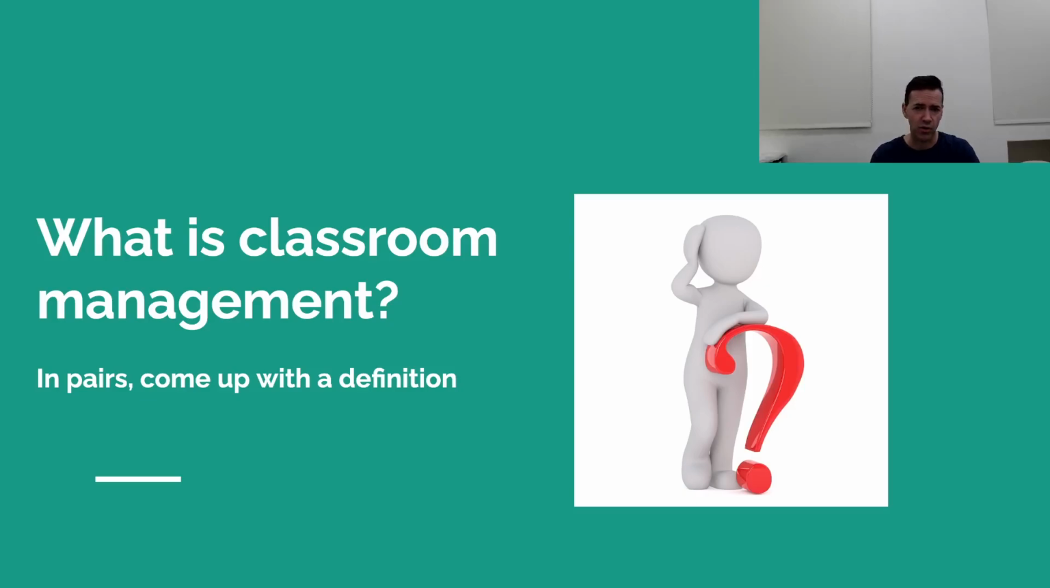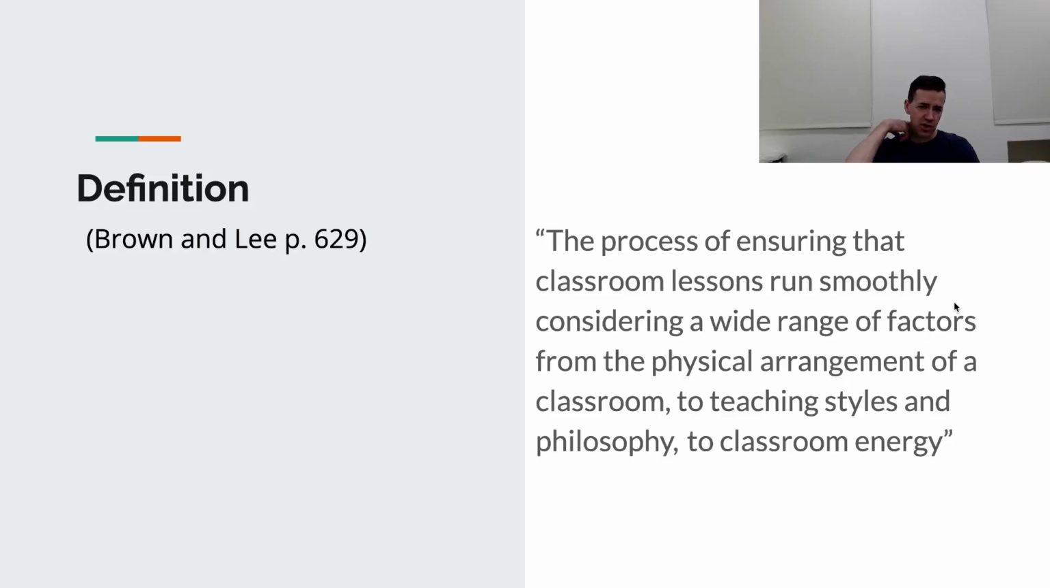And you'll see that there's some overlap here with my video on interaction, because actually having a good system for classroom management will improve the way that your students interact and behave and the kind of work that they do. Okay, so by definition, then, this comes from Brown and Lee in their book on teaching methods. The process of ensuring that classroom lessons run smoothly, considering a wide range of factors from the physical arrangement of the classroom to teaching styles and philosophy to classroom energy.